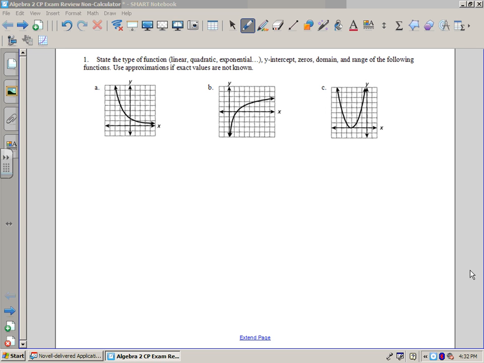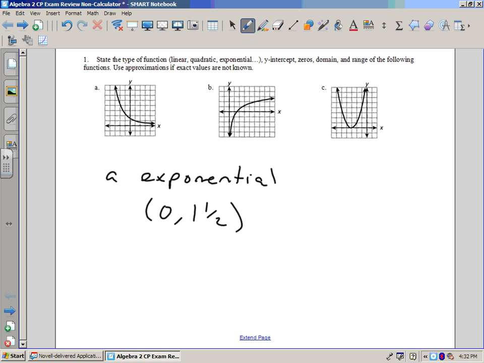1a, what type of function is it? That is exponential decay. It's an exponential function. The y-intercept is approximately (0, 1.5). I don't have any way to really know without knowing what the function is. It has no zeros, never does cross the x-axis. The x-axis is an asymptote.